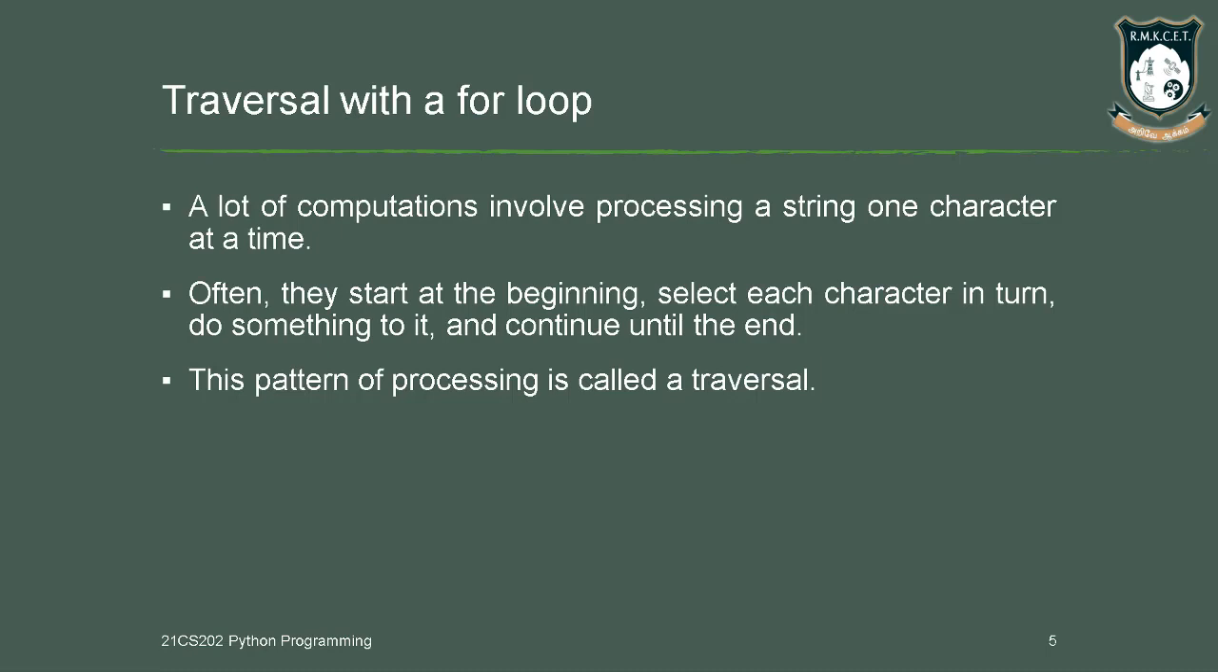So traversal is traveling through the characters present in that particular string and doing something over those characters. For doing the traversal we have to use iteration statements. In Python programming we have two types of iteration statements: one is the while loop and the other is the for loop. In this concept we can see the traversal by using the while as well as the for loops.